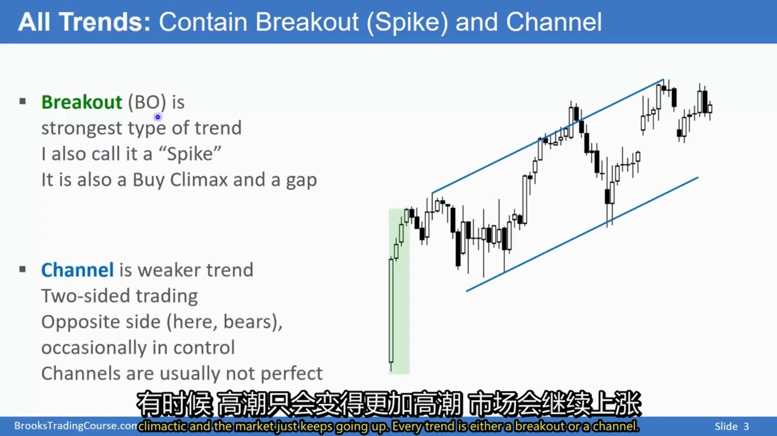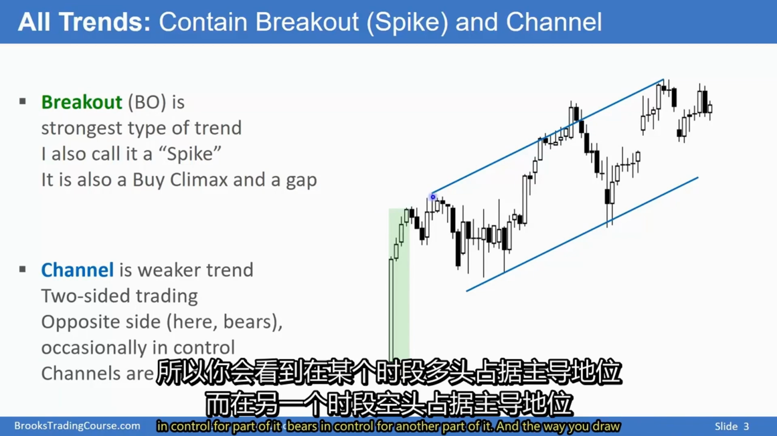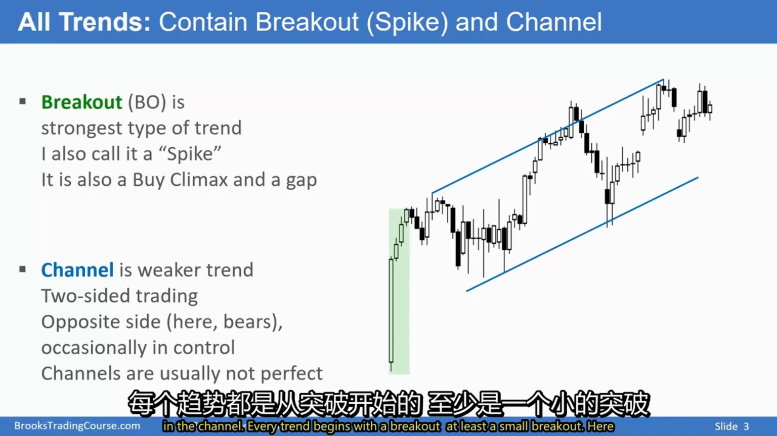Every trend is either a breakout or a channel. A channel is a weaker type of trend in which there is two-sided trading. So you get bulls in control for part of it, bears in control for another part of it. And the way you draw channels, it's rarely perfect. The lines are rarely perfectly corresponding to the points in the channel.